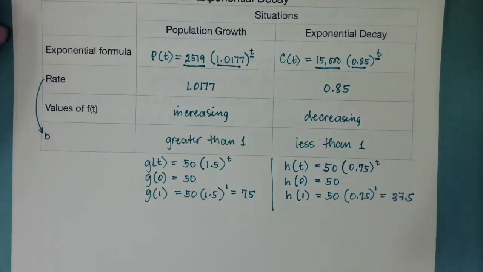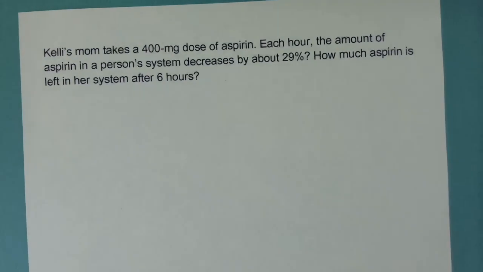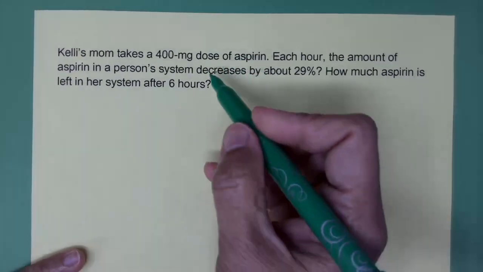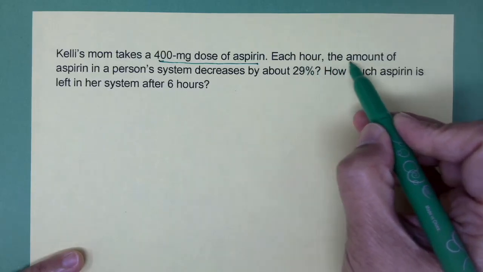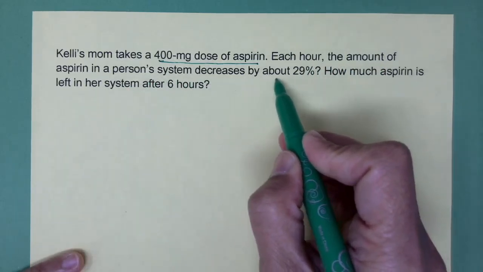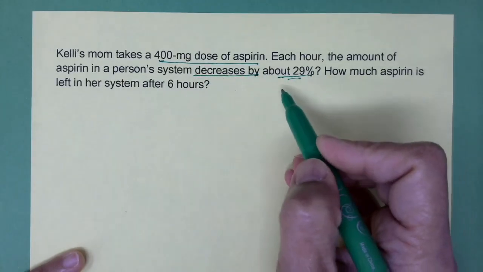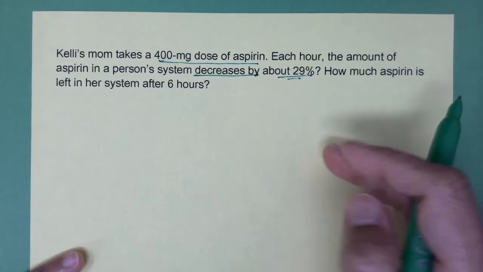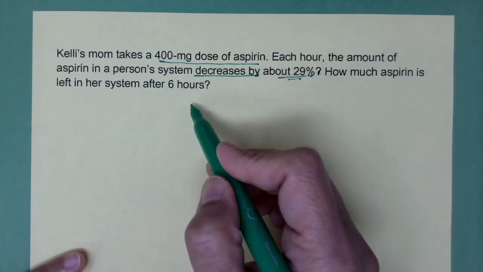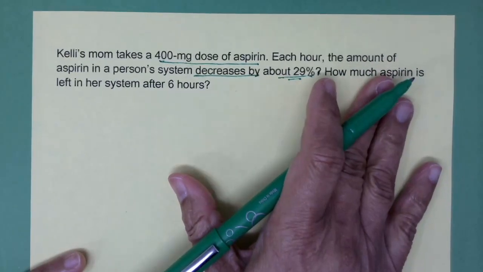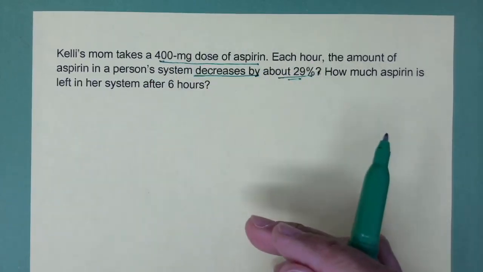All right, let's have an example. Kelly's mom takes a 400 milligram dose of aspirin. It says that each hour the amount of aspirin in a person's system decreases by 29%. Decreases by, so obviously this is going to be a decay, right? And then, how much aspirin is left in her system after 6 hours? By the way, this is only a hypothetical example, so these numbers here are hypothetical.